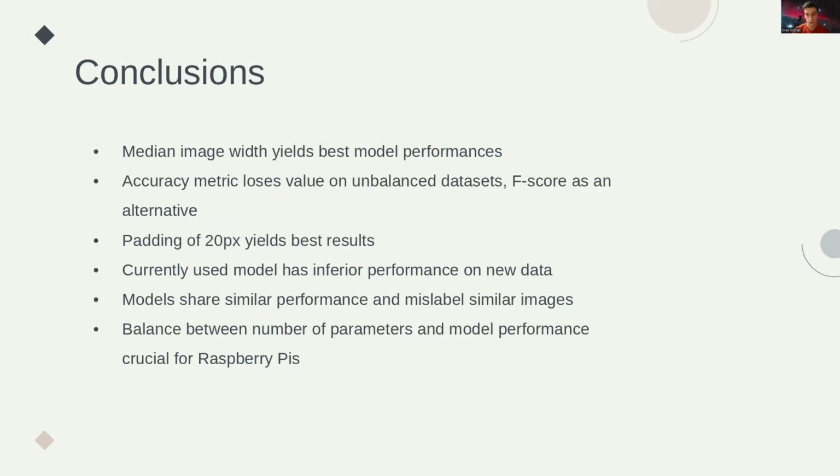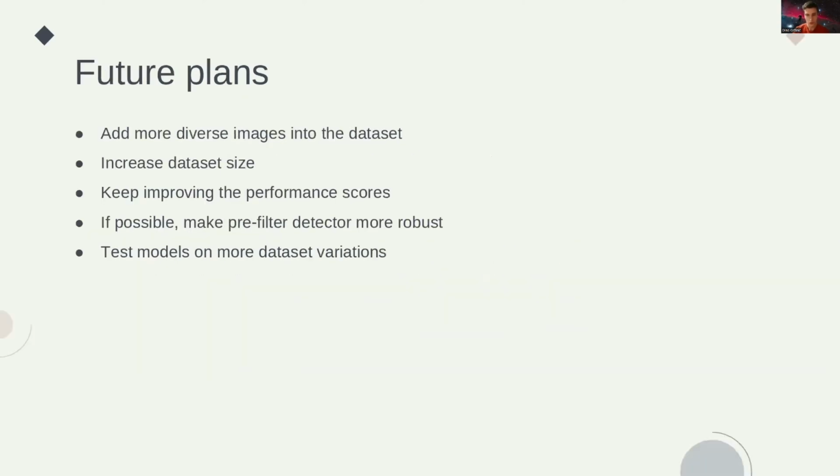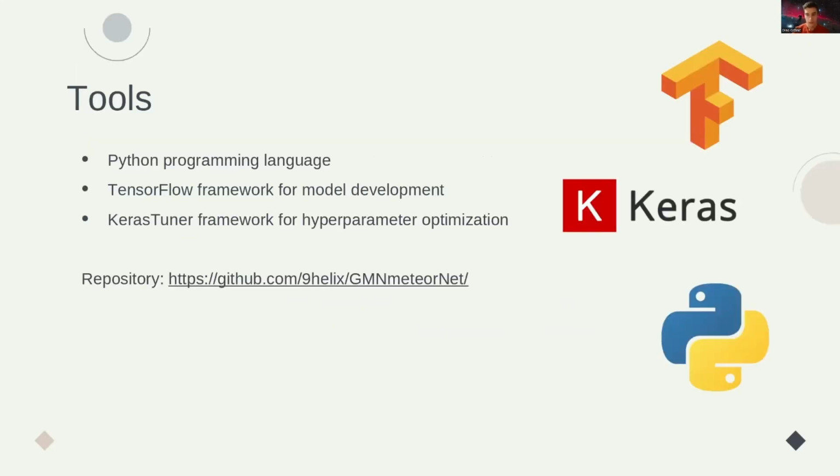The model that we currently use in the RMS has inferior performance with its older weights when compared to some newer models. And since models have to be deployed on Raspberry Pis, we need to carefully pick the balance between performance and parameter number. So in the future, I plan to add more sorts of images that were wrongly classified, increase dataset size if it proves needed, and improve performance scores in general. For the tools, I use the Python programming language, TensorFlow framework, and Keras Tuner. And if you are further interested in the code beneath, you can check out my GitHub repository.